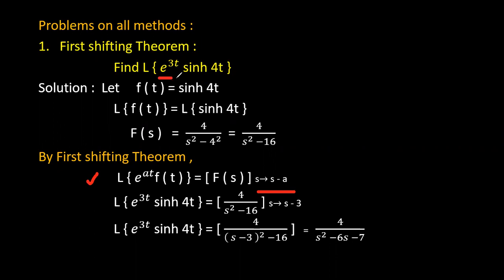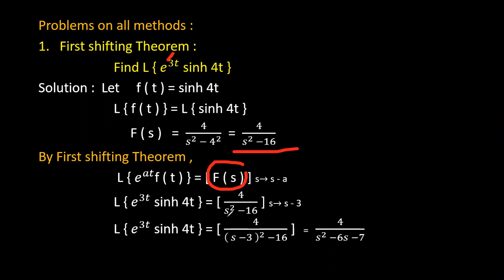Why? Because we will have the e power a t, that's why s tends to s minus a. Wherever you have the s, you simply substitute s minus a. What is the a value here? The a value is 3, so s tends to s minus 3. What is f of s? F of s is nothing but 4 by s square minus 16.